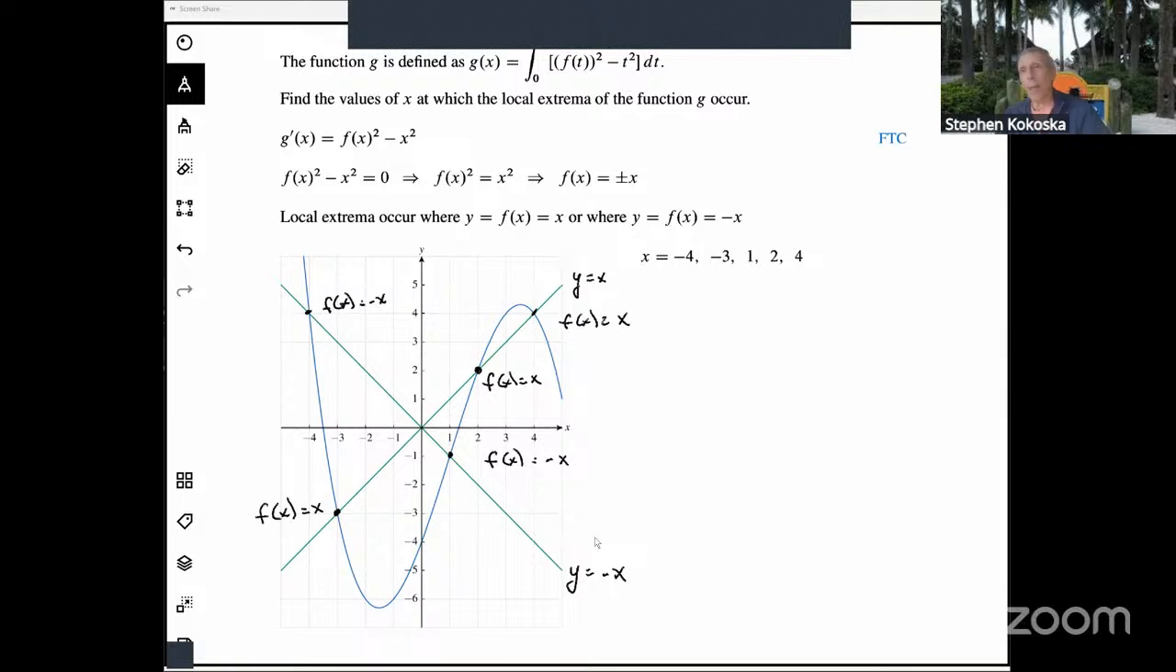Now, I think I probably ought to go a little bit further, and think a little bit about, well, okay, a sign chart, just to double check here to make sure that we do indeed have local extrema there. But that's a nice problem to end on.